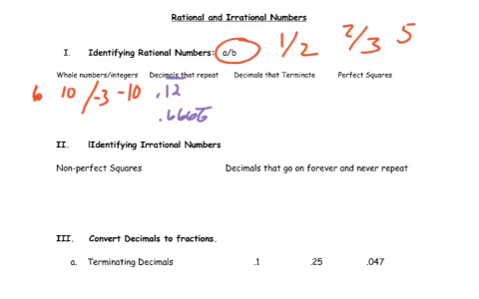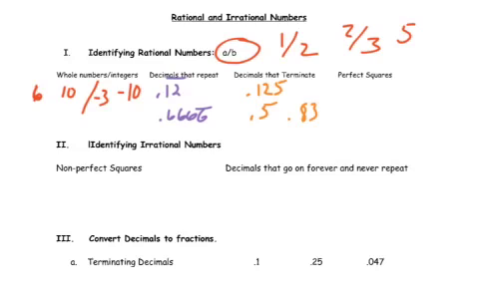Now, decimals that terminate. A decimal that terminates is a decimal that ends, like 0.125 or 0.5 or 0.83. Those are all decimals that terminate, and when they terminate, I can write them as a fraction. We'll talk about that in a minute.